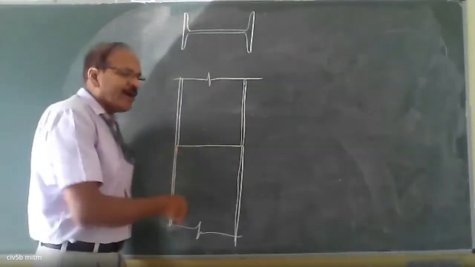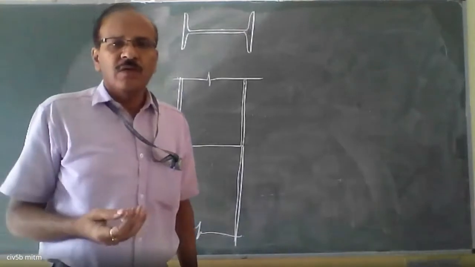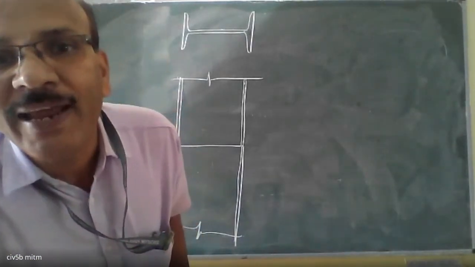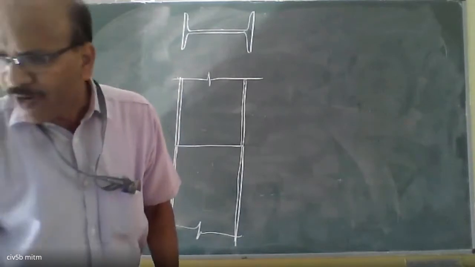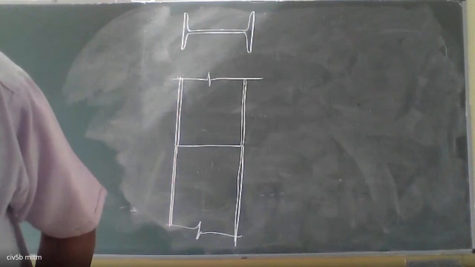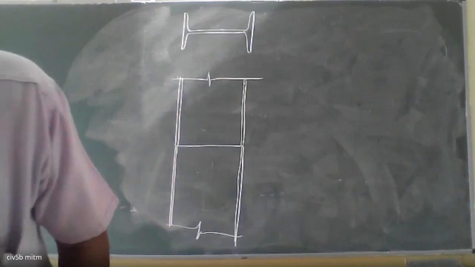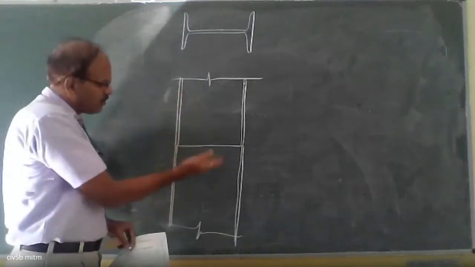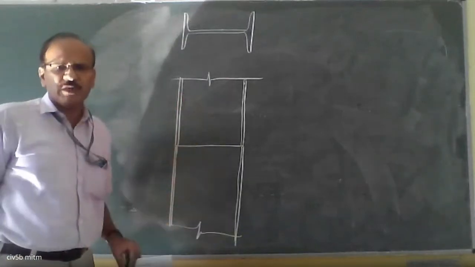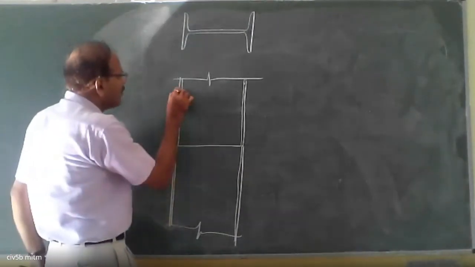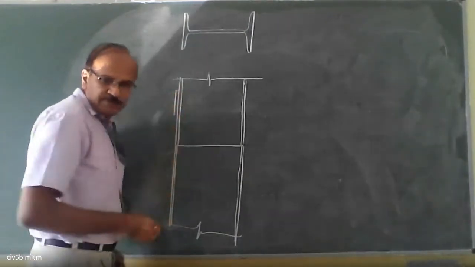This is fine as long as the load is purely axial. But in reality, the load is not purely axial. It is always eccentric. As a result, this is going to separate from the bottom portion of the column. So for that, we are going to put splices.